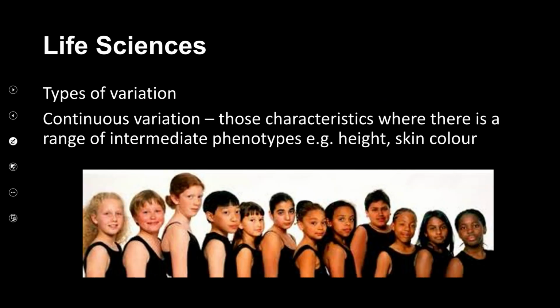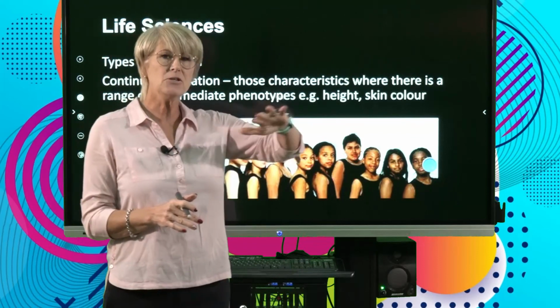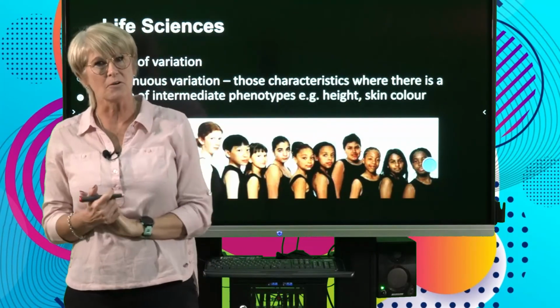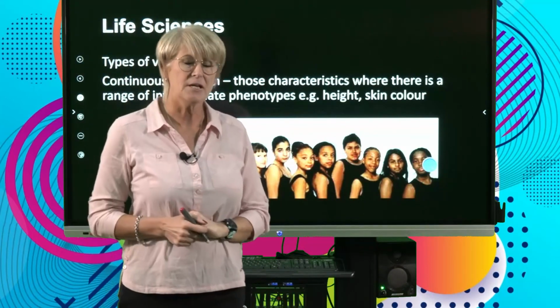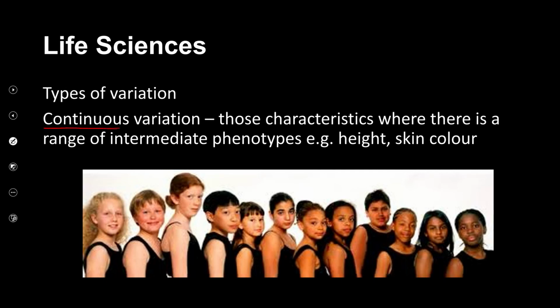Now we get different types of variation. If we have a look at characteristics, there are some characteristics that don't place individuals or organisms into specific categories. They seem to have more of a continuous variation between the different forms in the variation. And that we call continuous variation.